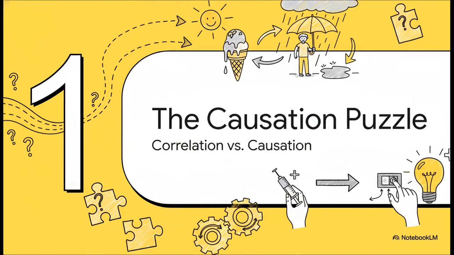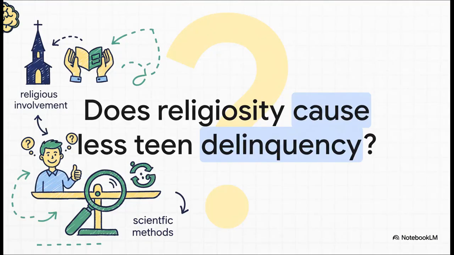All right, let's kick things off with the single most important rule in all of science. And honestly, the biggest headache for researchers, getting your head around the huge difference between correlation and causation. To make this super clear, let's grab a real-world example from a major national study. There's this common idea that being involved in religion helps keep teenagers on the straight and narrow. But is it really that simple?